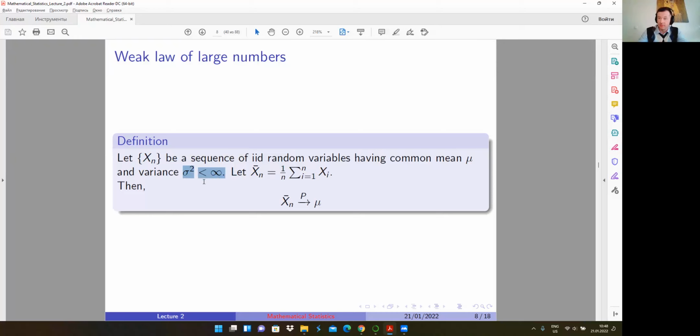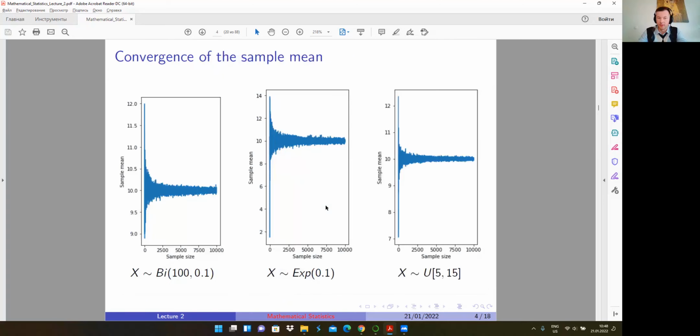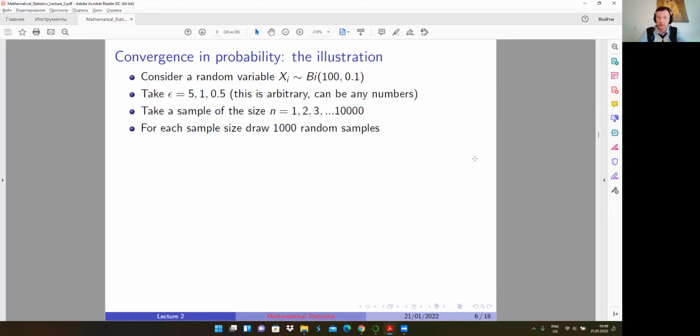And you see that this convergence in probability works for any distribution, and we have seen it here. We see that the actual realizations of the sample average tend to be very close to the population mean when the sample size increases. That's exactly the illustration of this weak law of large numbers.